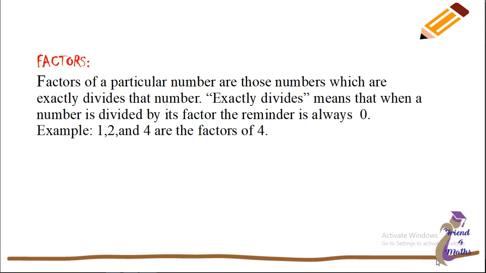What are factors? Factors of a particular number are those numbers which exactly divide that number. Exactly divides means the remainder will be equal to 0. We can take an example here, the number 4. The factors of number 4 are 1, 2 and 4. What it means? When dividing 4 by 1, 4 by 2 and 4 by 4, the remainder will be equal to 0. That is, these numbers 1, 2 and 4 exactly divide the number 4, and these numbers can be called the factors of the number 4. Here 4 is a factor of itself. That means every number is a factor of itself.